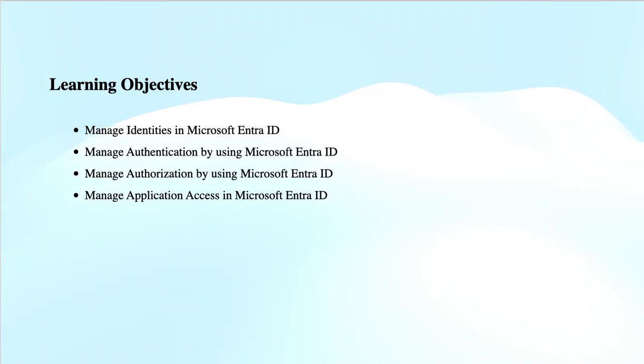The learning objectives of this learning path are: number one, effectively managing the identities using Microsoft Entra ID to ensure secure access and identity governance. Number two, manage authentication processes effectively using Microsoft Entra ID to secure user access and verify identities. Number three, implement and manage authorization settings using Microsoft Entra ID to control access rights and permissions securely.